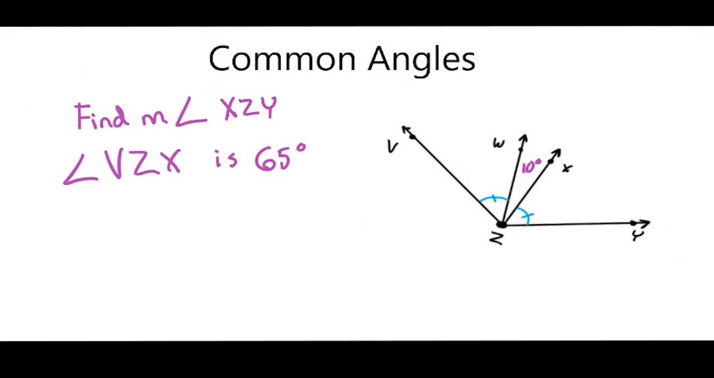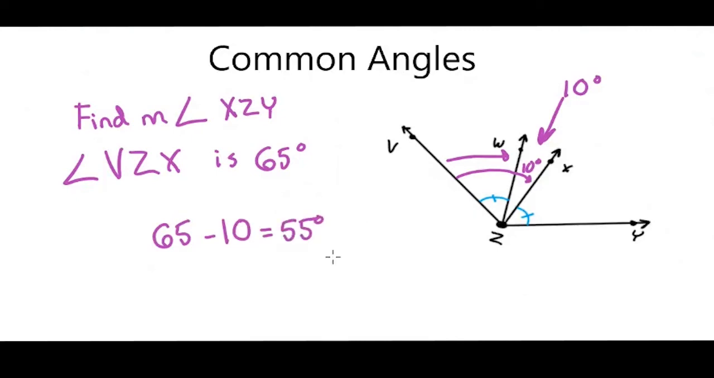So let's say that we need to find the measure of angle XZY, and we know that the measure of VZX is 65 degrees. So this angle here is 65 degrees. We also know that this part here is 10 degrees. So let's find the measure of this angle here. That will be 65 minus 10, which is 55 degrees.